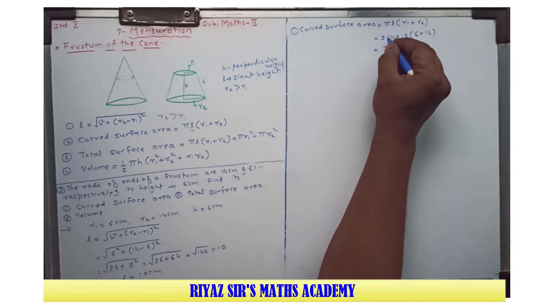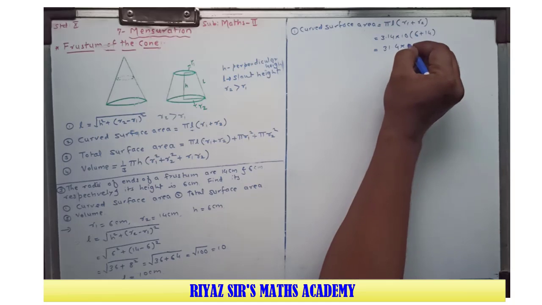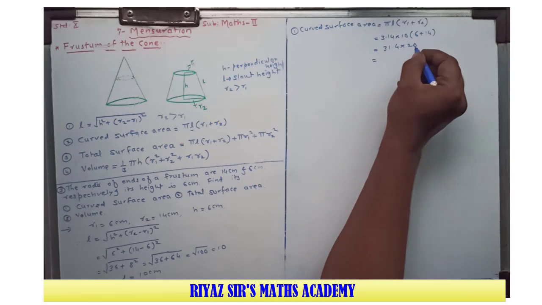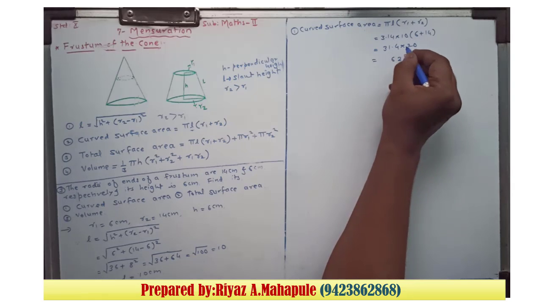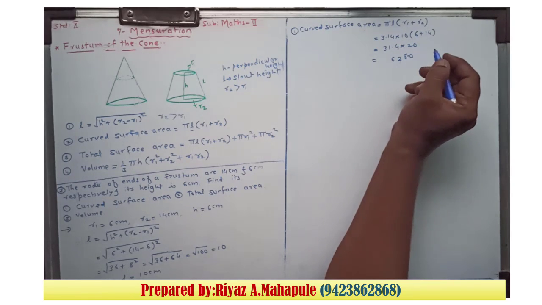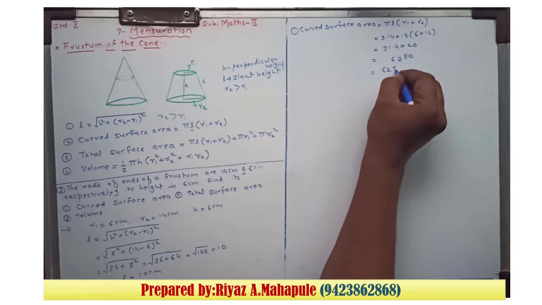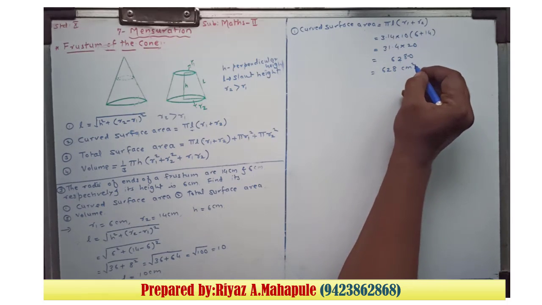Only one decimal point, so we move one place, one digit forward, and you will get 31.4 into 20. Now we add the 0 and multiply 31.4 by 2 only. 2 4s are 8, then 2 1s are 2 and 2 3s are 6. After the decimal point there is one digit from the right, so put the decimal point there and you will get 628 centimeter square, which is the curved surface area.